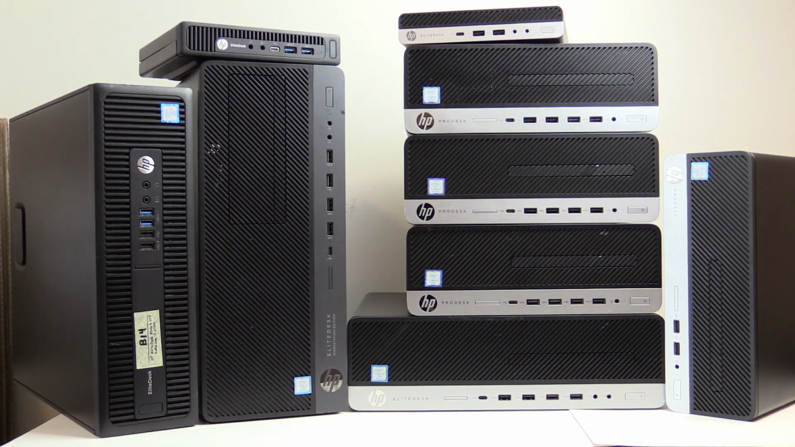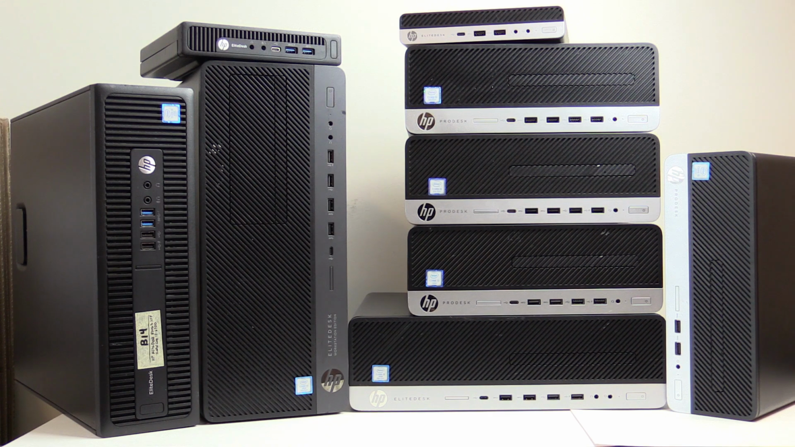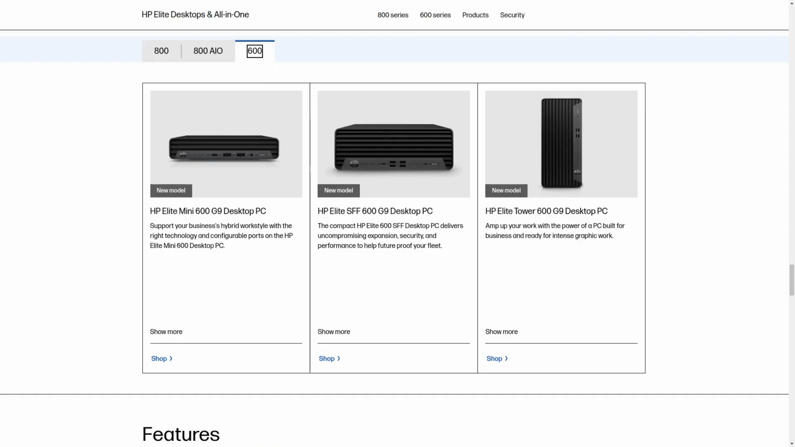Used business computers are common to find after businesses do tech refreshes, and sometimes you can snag a still decent machine for 10 to 20% of the original sales price. Used HP Prodesk and Elitedesk are good examples of that. Currently, HP sells their 9th generation of those models, which is noted by the G9.